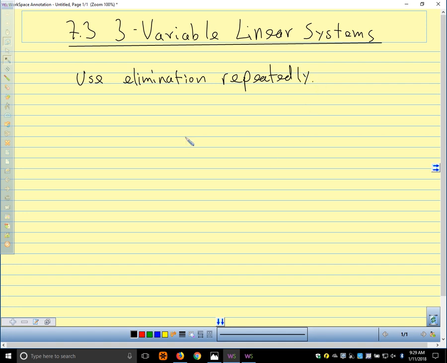Now when we have a three-variable system, our goal is to make the system, using elimination, look like something like this. This is just an example of what we want to end up with when we solve a three-variable system. x minus y plus 2z equals 1. In the second row, we just want a y and a z. And then in the third row, we want just a z.